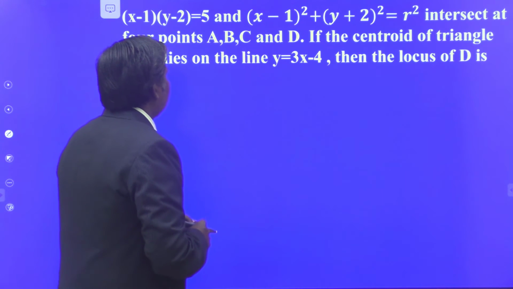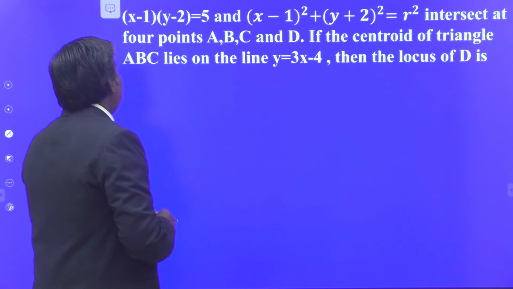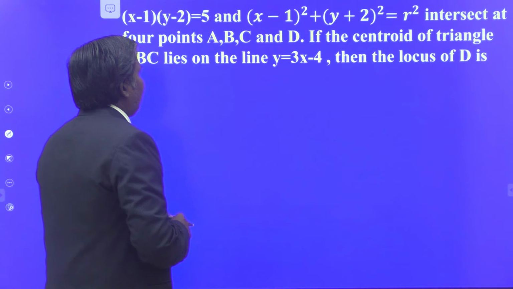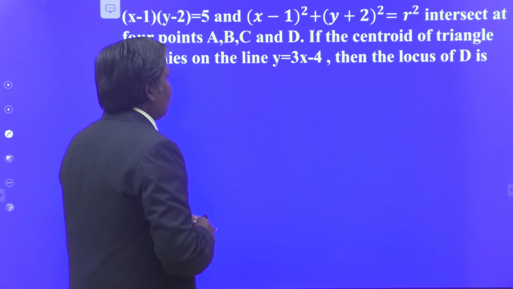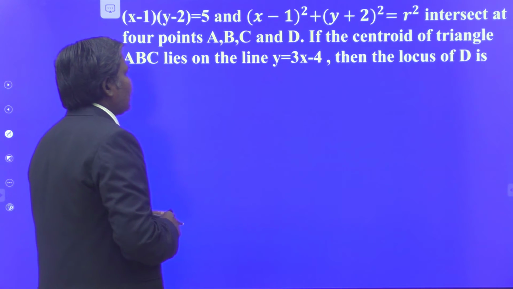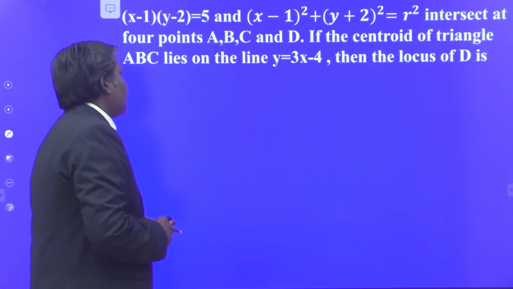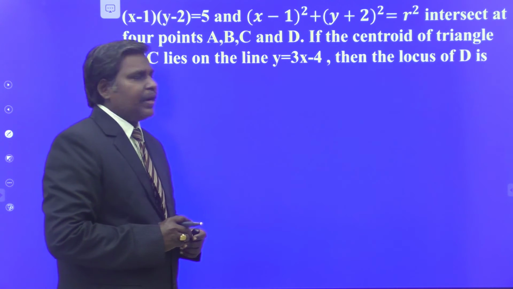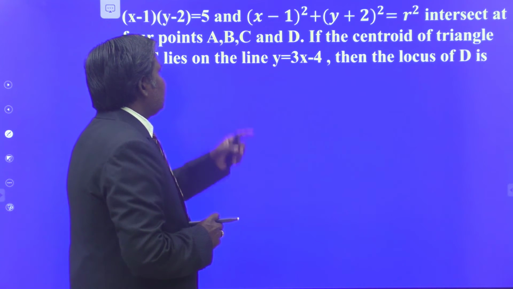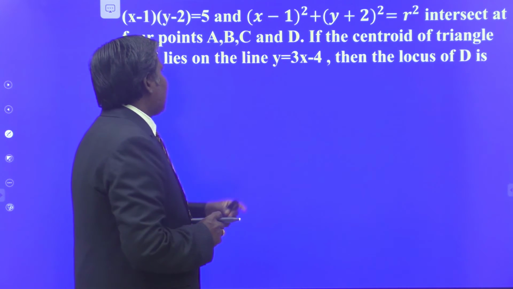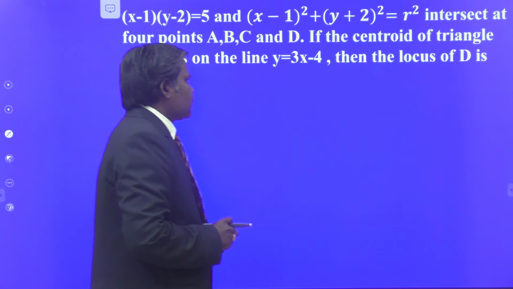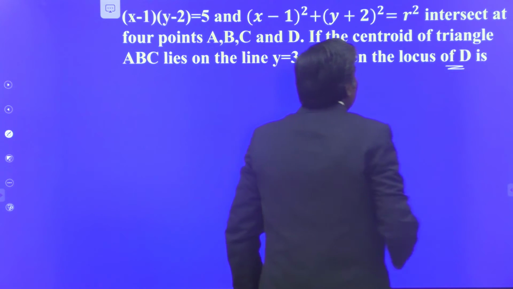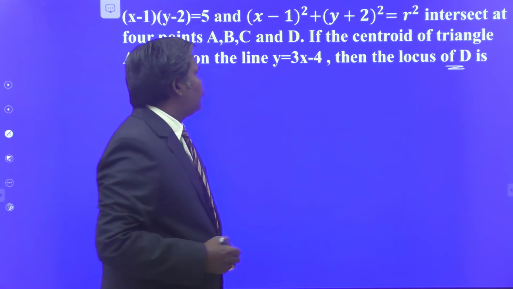Next one, this is the question. X minus 1 into y minus 2 is equal to 5 and x minus 1 whole square plus y plus 2 whole square equal to r square intersect at 4 points A, B, C, D. If the centroid of the triangle ABC lies on the line y is equal to 3x minus 4, then the locus of D is what? This is the question. It is also a wonderful question for you.